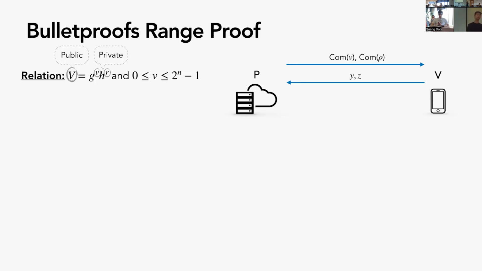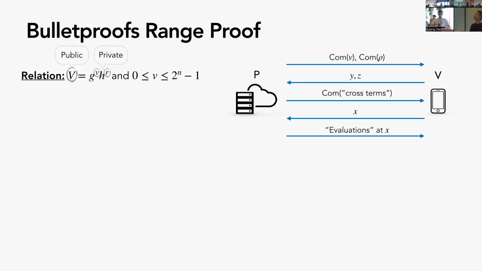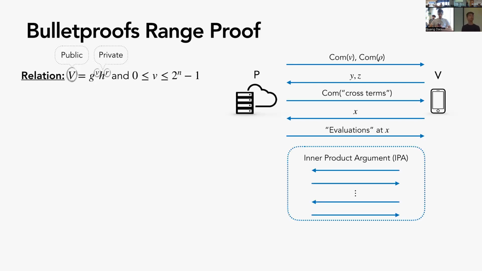Then you get some challenge. Secondly, it will commit to some so-called cross terms that I don't have time to write in full here. And third, it will send the evaluations at this challenge point. Once all that is done, we have an inner product argument that basically shows that some value is equal to the inner product of two witnesses.